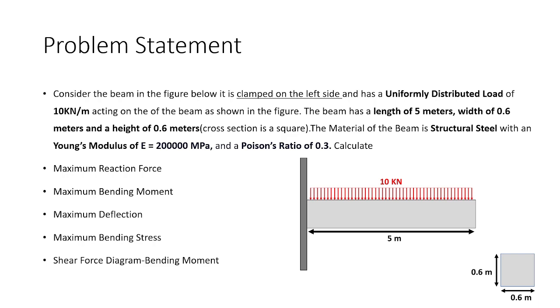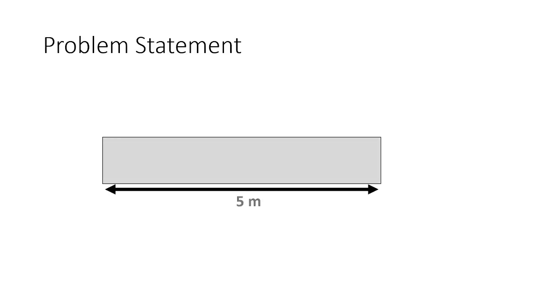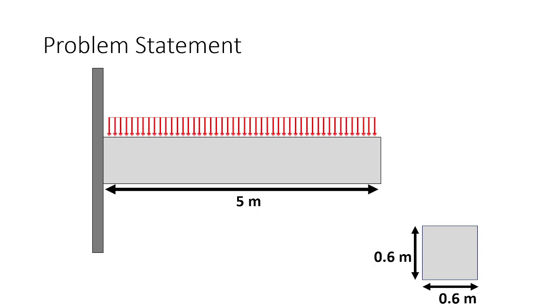Now let's take a closer look at this problem we'll be simulating in this video. We have a cantilever beam with a length of 5 meters, a width of 0.6 meters and a height of 0.6 meters. The beam is clamped on the left side and has a uniformly distributed load of 10 kilonewtons per meter acting on the right side.